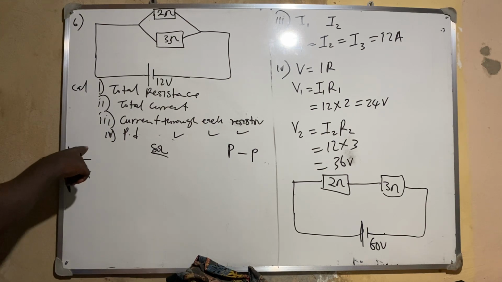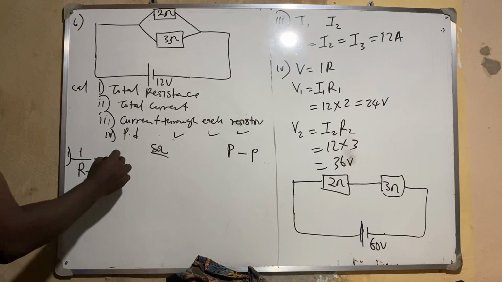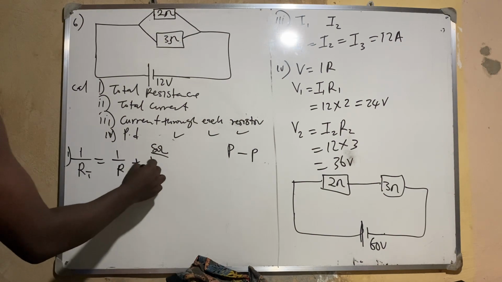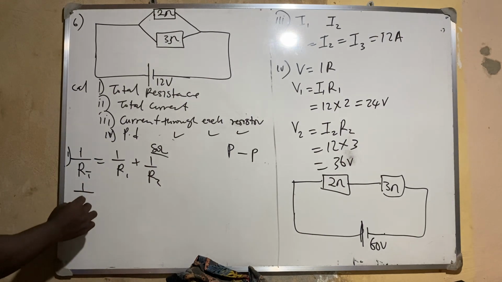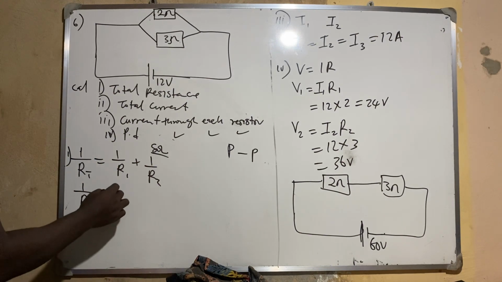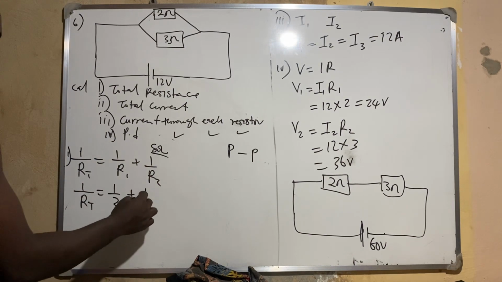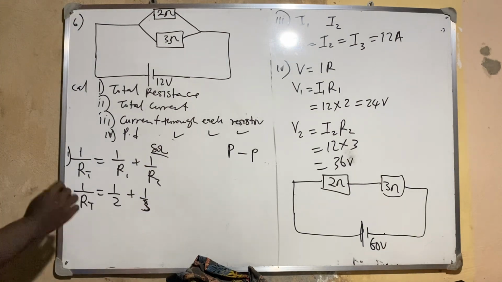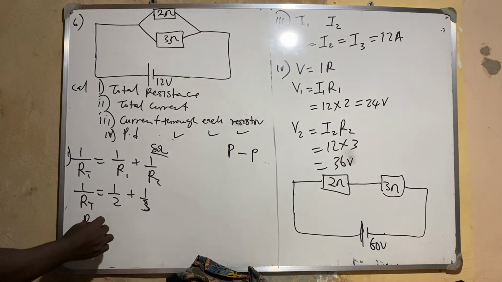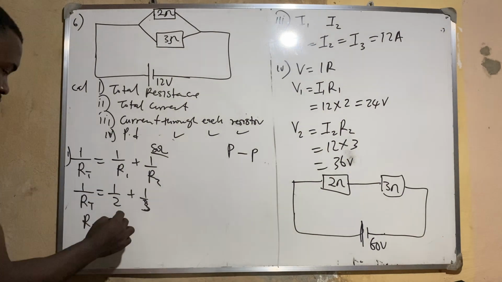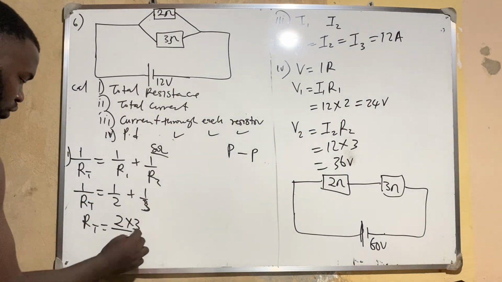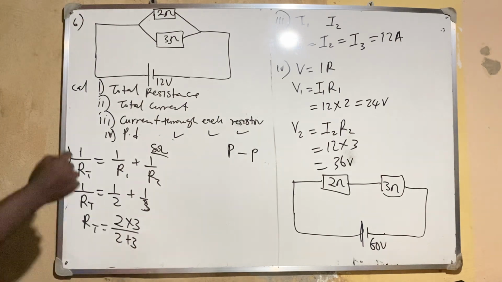So for parallel, you have 1 over R is equal to what? 1 over R1 plus 1 over R2. Okay? So which is what? 1 over R total is equal to what? 1 over 2 plus 1 over 3. Okay? The fastest way to get it is by saying R total, you can find LCM, then later you turn. But the fastest way is just say 2 times 3 all over 2 plus 3. That is the fastest way.